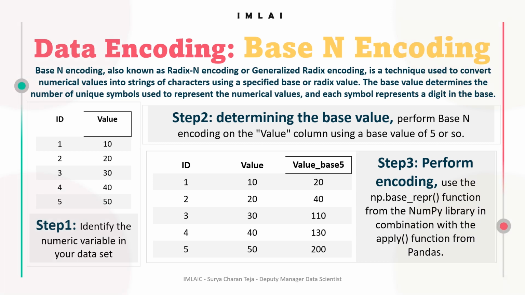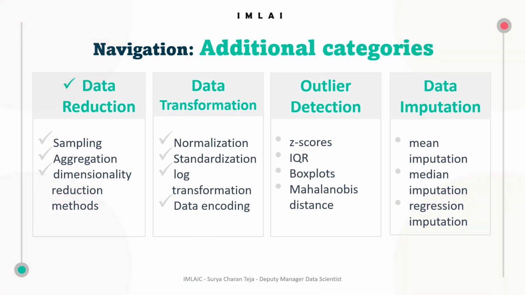With this, it's a wrap for data encoding as well as data transformation. So now let's get back to our navigational map of additional category and see where we are. Okay, so we have completed data reduction. In data reduction, we have seen techniques such as sampling, aggregation, dimensionality reduction methods.